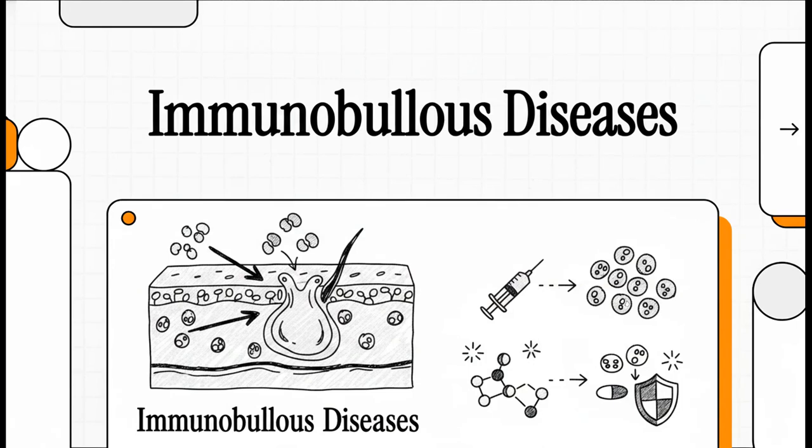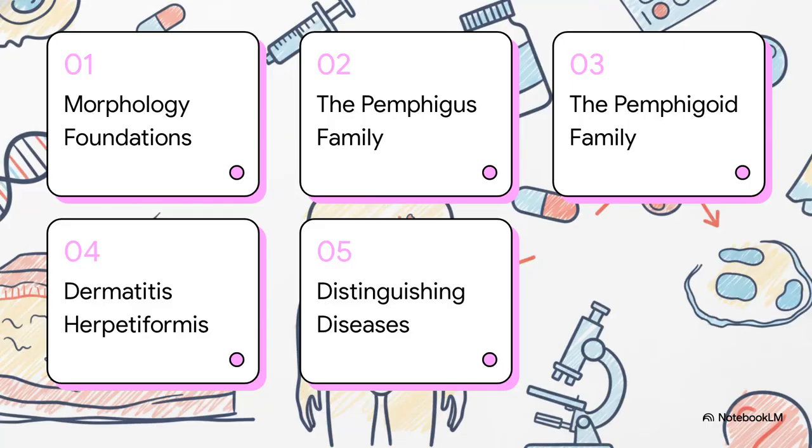All right, let's dive right into this explainer. Today, we're taking a rigorous academic look at the pathophysiology and clinical management of immunobullous diseases. These are highly complex, potentially life-threatening conditions where the immune system fundamentally compromises the structural integrity of the skin. By analyzing the precise cellular anatomy involved, we can actually demystify exactly why these clinical presentations look the way they do. Here is our roadmap for today.